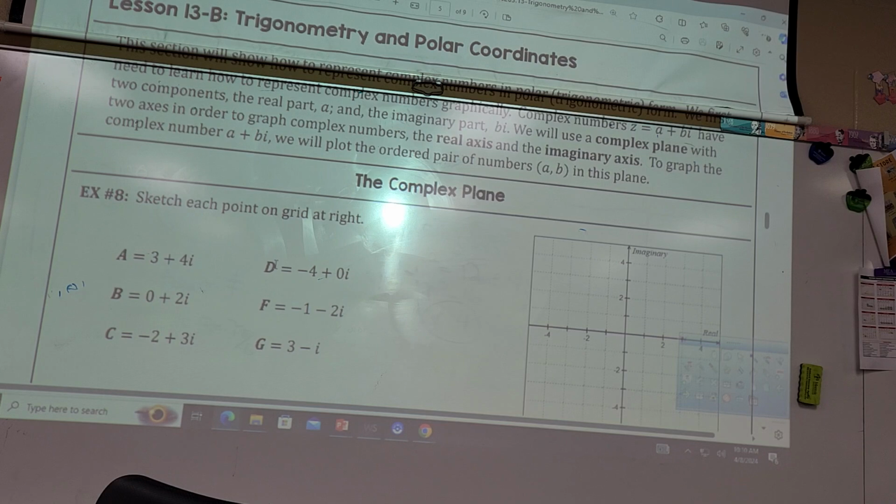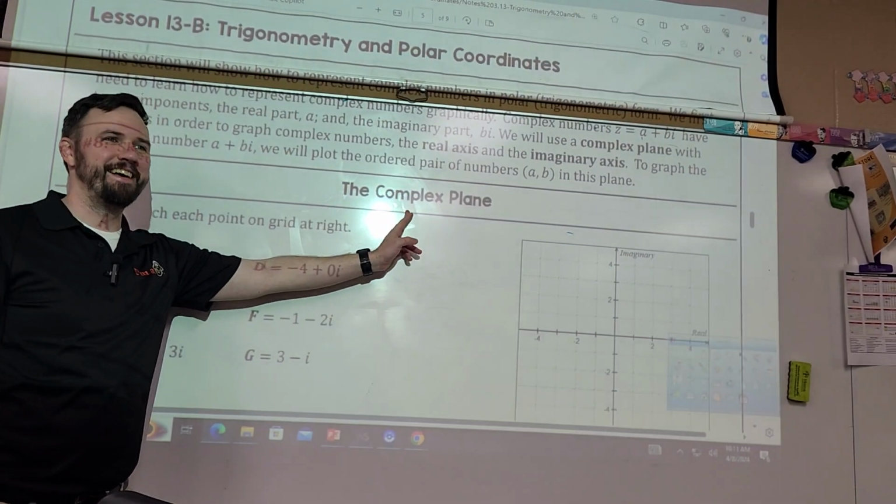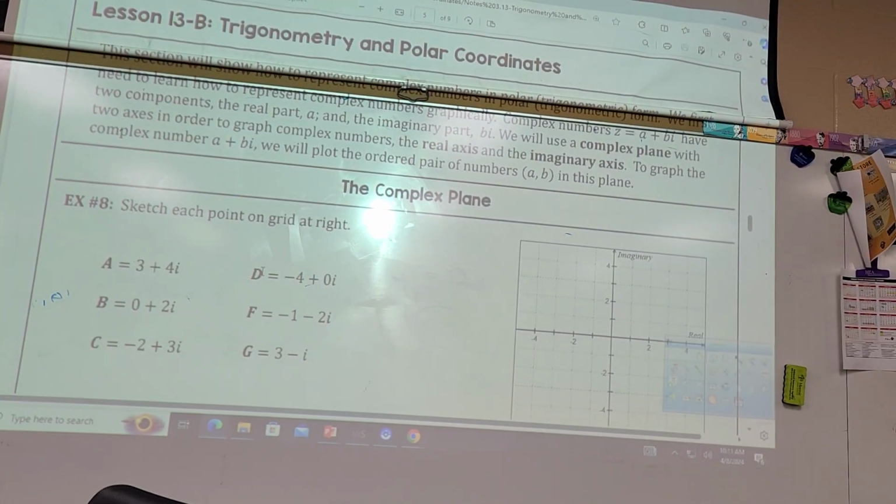Hey, what do you call a plane that doesn't fly directly to where it's going? A complex plane.